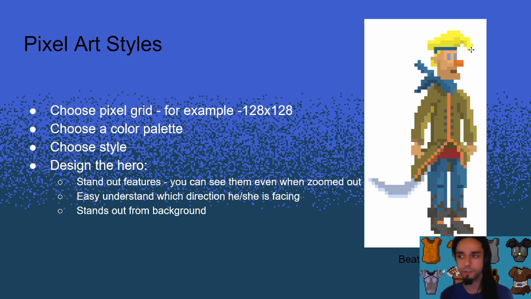Another thing that you can also see from stuff like Kirby or Super Mario or Sonic is that it needs to be easy to understand which direction he or she is facing. Because if you don't know where the character is facing, then how would the players know if they try to jump that they're going to be able to jump the pit or just going to go back? And the third one is it needs to be able to stand out from the background.